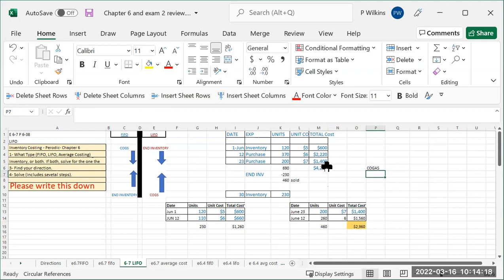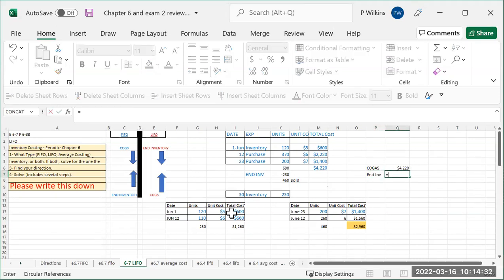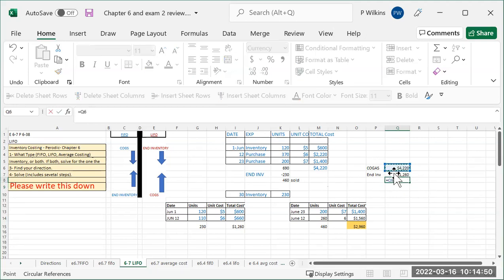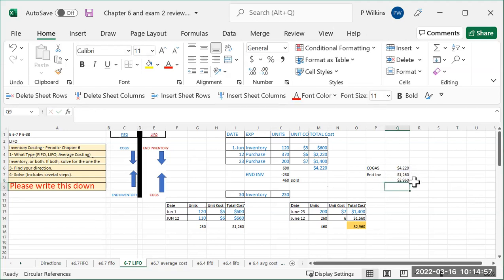Now, if we wanted to do the math part just to check, we would use the cost of goods available for sale. The total cost of all the goods is $4,220. If we subtract the ending inventory, which is $1,260, which we figured out, that gives us $2,960. So you can see that the 2,960 matches the 2,960, and our proof was correct.